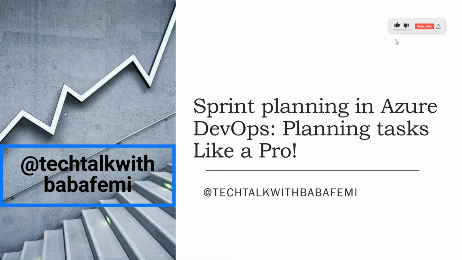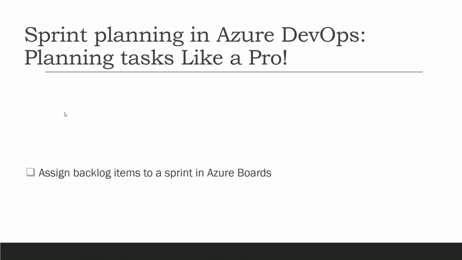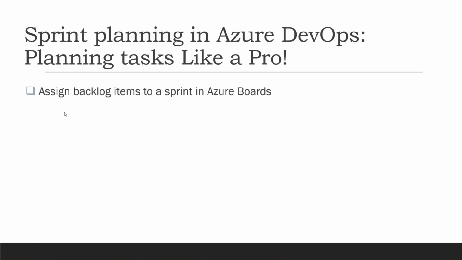In today's video, we'll be talking about how you can actually do your sprint planning in Azure DevOps. We'll start by looking at how you can assign backlog items to a sprint in Azure Boards. Then go ahead to add tags to these backlog items, depending on the process you've selected. For the purpose of this training, we'll be taking a look at the Agile process, where we'll be adding tags to the user stories and the bugs.